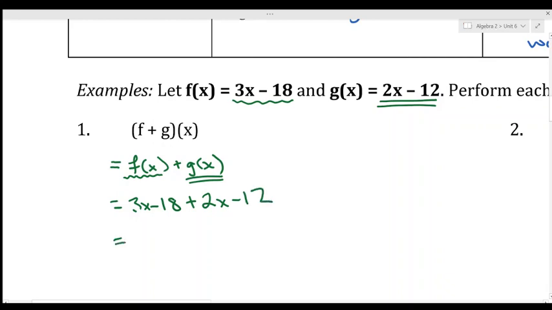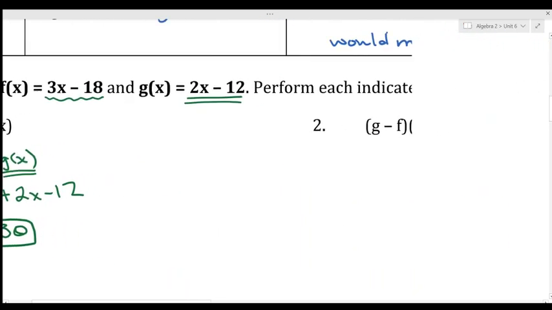Okay, now we have to simplify, so we combine like terms. So we have 3x and 2x, which makes 5x. Then we have a negative 18 and a negative 12, which makes a minus 30. And we're done. That's our answer.